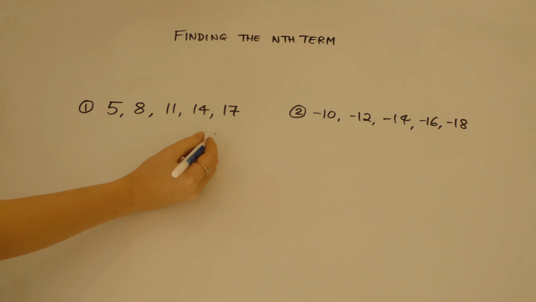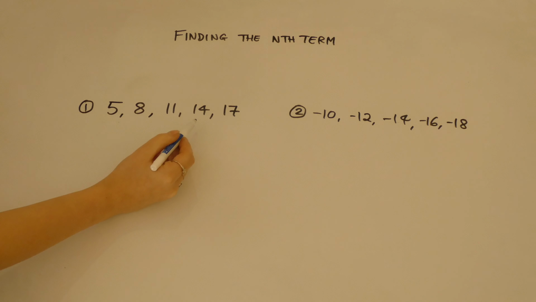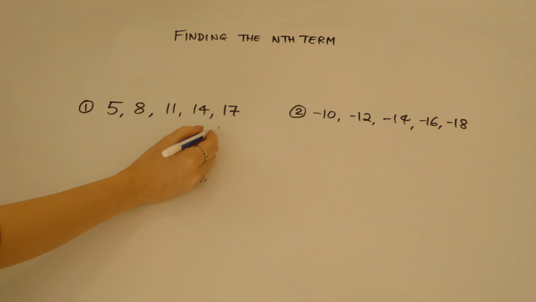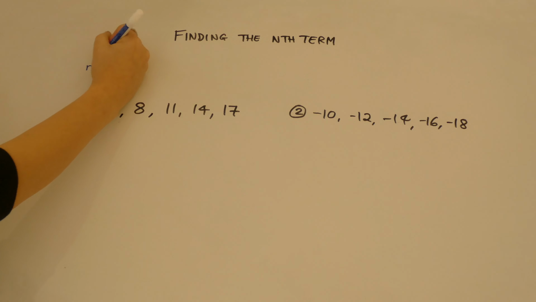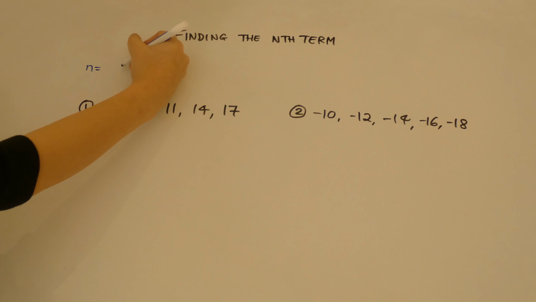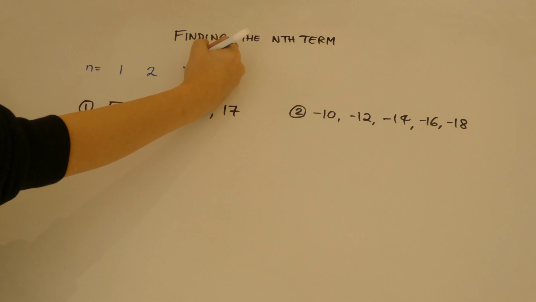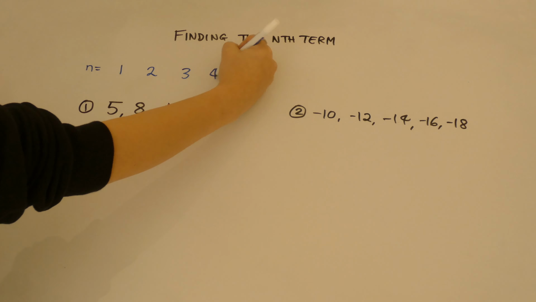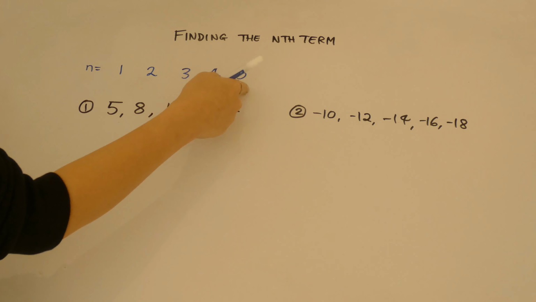So let's take a look at question 1. We've got 5, 8, 11, 14 and 17. What I first like to do is just write out the number of term each one is. So let's just call that our n. So this is our first term, this is our second term, this is our third term, this is our fourth term, and this is our fifth term.